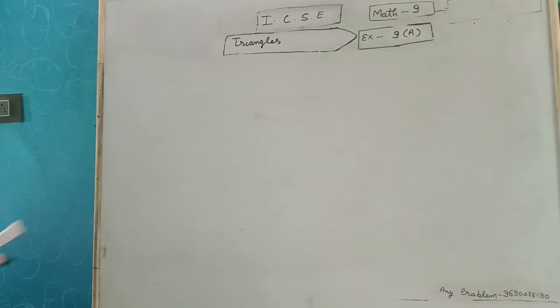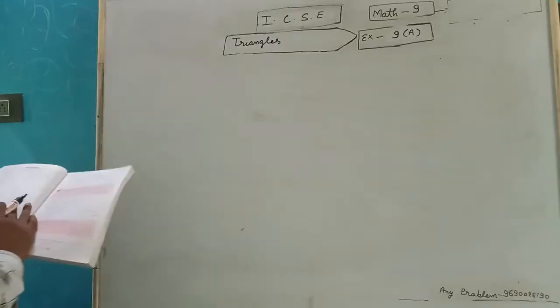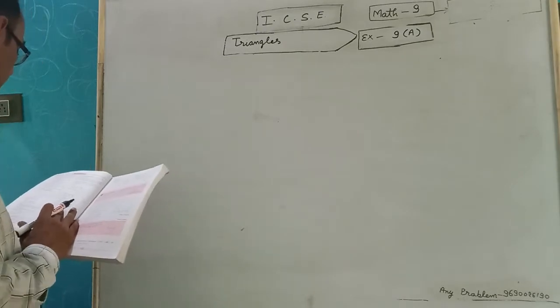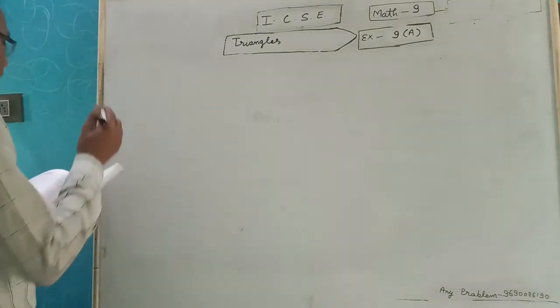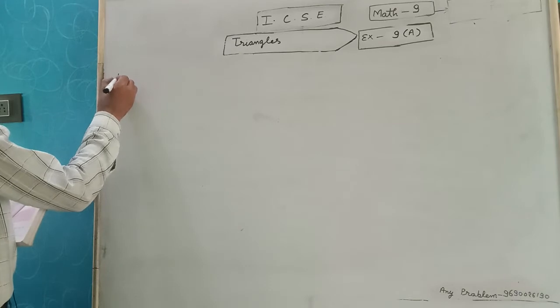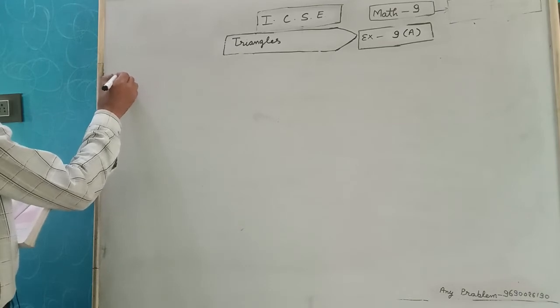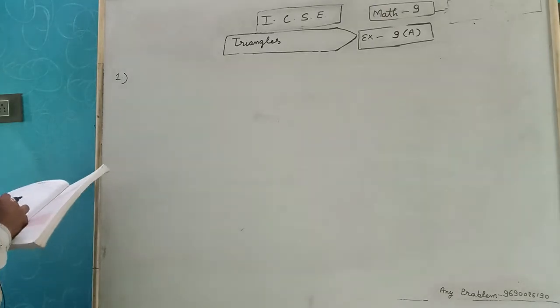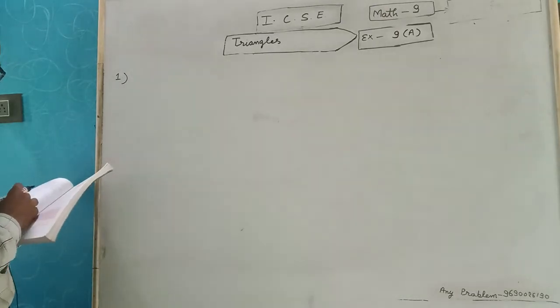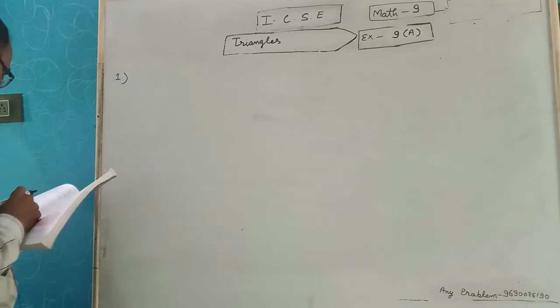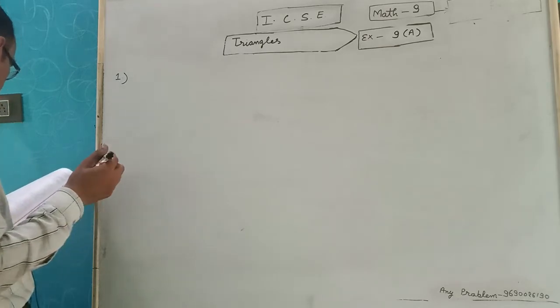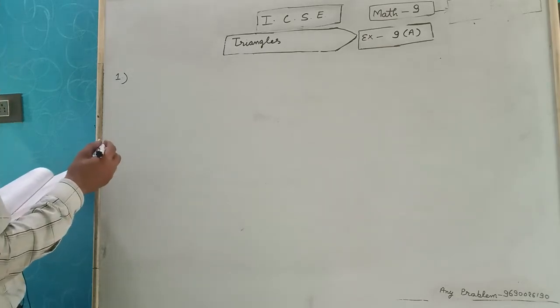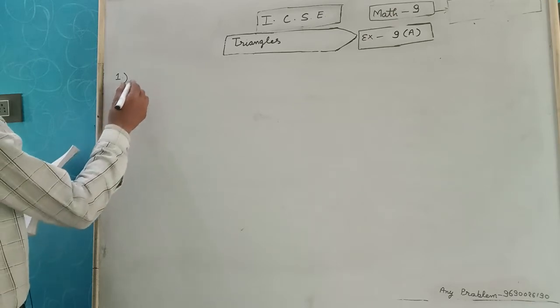9th class student, exercise 9A, triangles. Question first is, which of the following pair triangles are congruent? Give the condition of congruence.